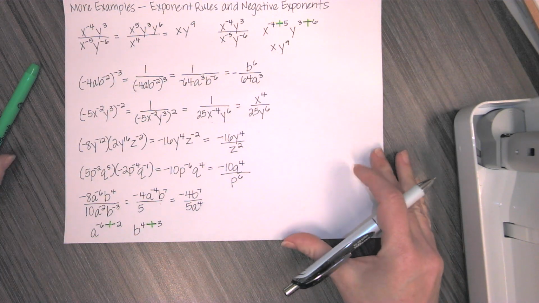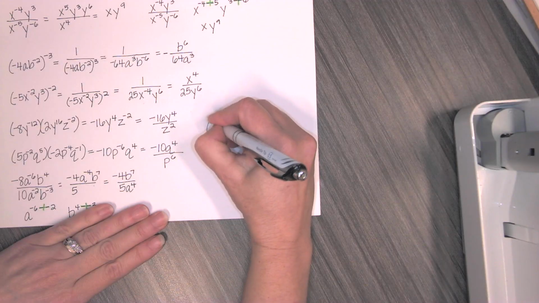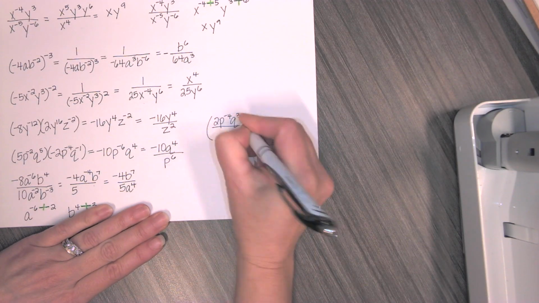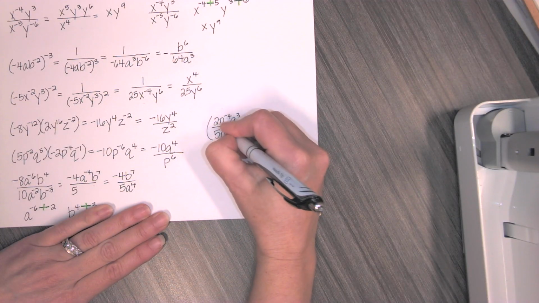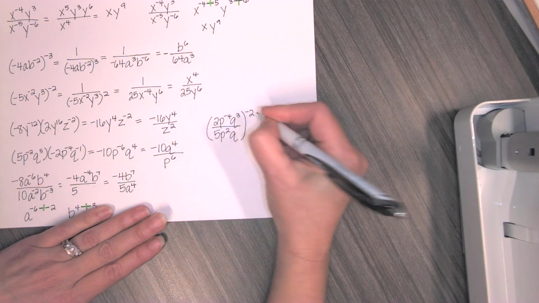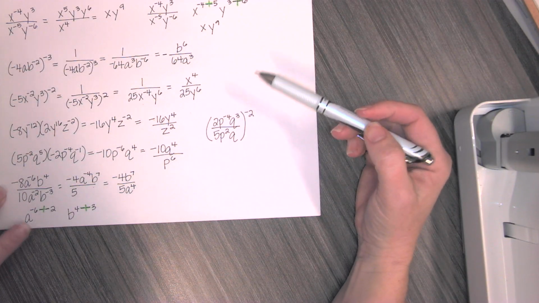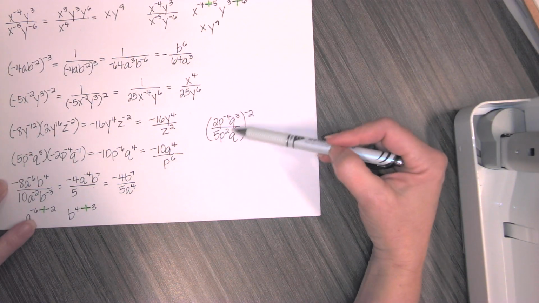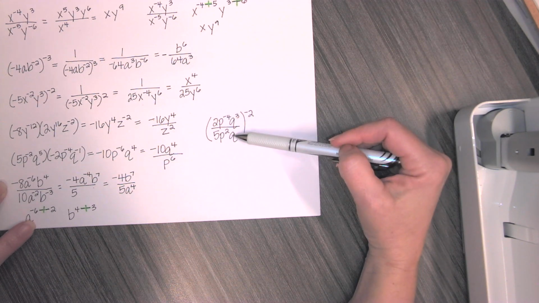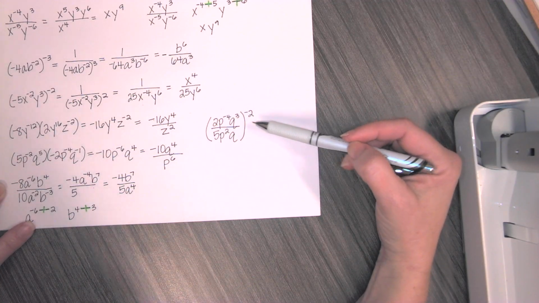Okay. Last one. We're going to have 2p to the negative 4 q to the 3rd over 5p squared q, all raised to the negative 2. Okay. So, here you might see that there are p's and q's inside our parentheses. So this could technically be simplified first before we raise it to the negative 2, or we can go ahead and raise it to the negative 2 and then simplify.